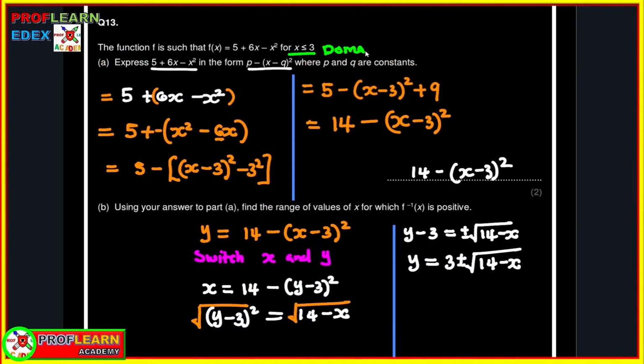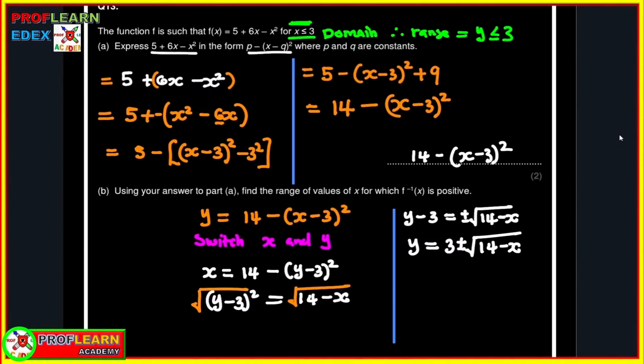The domain was x less than or equal to 3. So that's the domain, but the range of the inverse function is going to be, you change that x to y, so it's y less than or equal to 3. So you can see down here we have 3 plus or minus square root of 14 minus x.